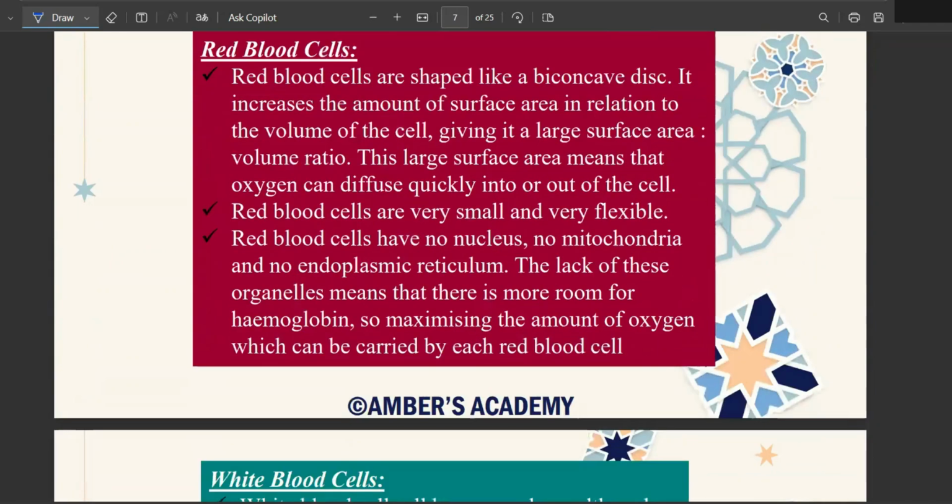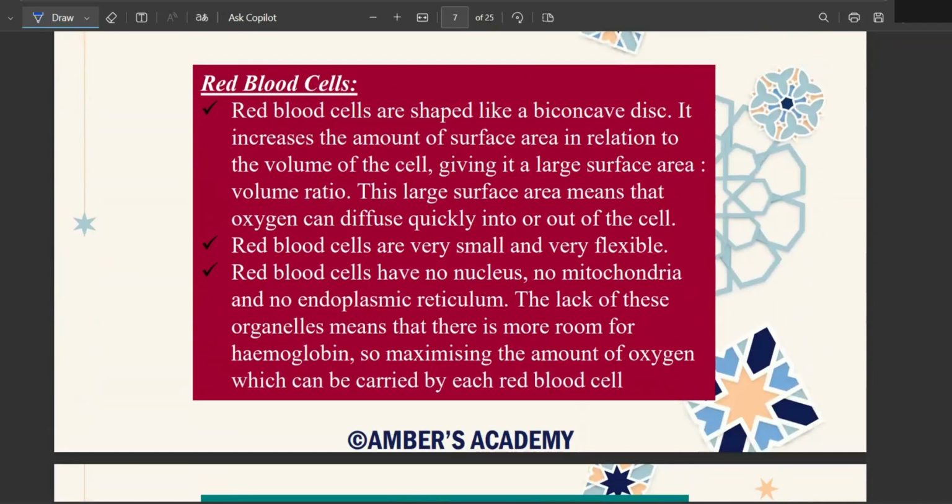Okay. Then we need to cover red blood cells, we need to cover white blood cells. Red blood cells are easy to remember. Red blood cells have a biconcave disc shape. We have already studied about it. And why is it biconcave? It's biconcave to increase the amount of surface area in relation to the volume of the cell. So it gives a large surface area to volume ratio. And this large surface area enables lots of oxygen to be diffused quickly into and out of the cell.